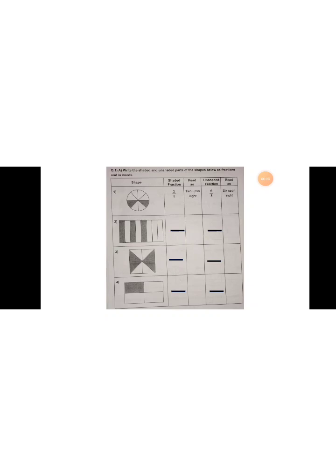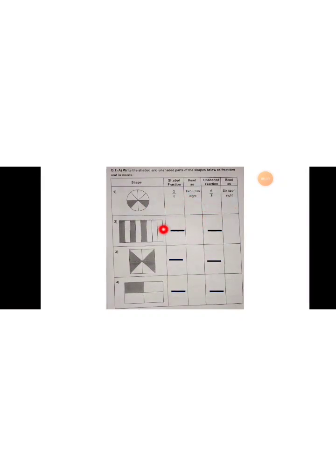Look at the first figure. You are having 8 equal parts. Out of 8 equal parts, 2 are shaded. So your fraction is 2 upon 8. That is 2 parts taken away and 8 equal parts, and you read it as 2 upon 8. Now looking at the unshaded part, you are having 8 equal parts and from that 6 are unshaded, that is uncolored. So your fraction is 6 upon 8 and you read it as 6 upon 8.